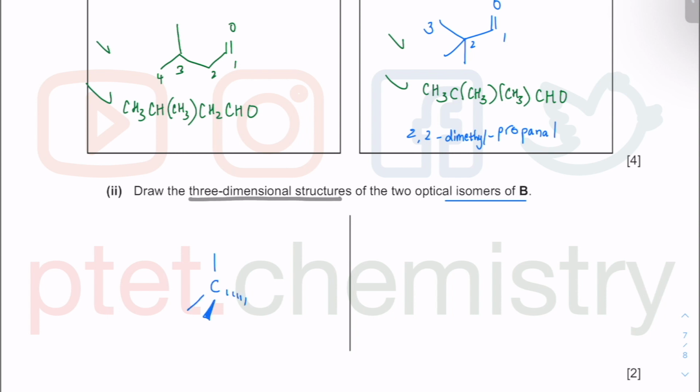So make sure you know how to draw the tetrahedral geometry, because you have to show geometry, 3-dimensional. If you don't show the 3-dimensional shape, you're not going to get the full mark for this question. So be very careful there. So give or take around 109.5. Make sure it's not 90 degrees. And mirror images of each other.